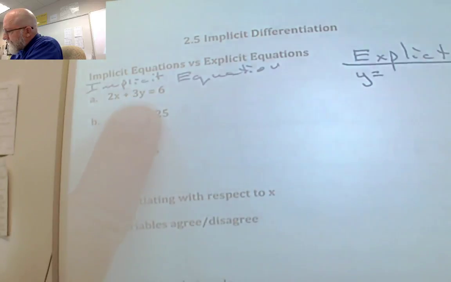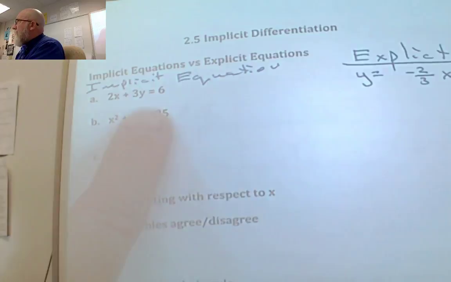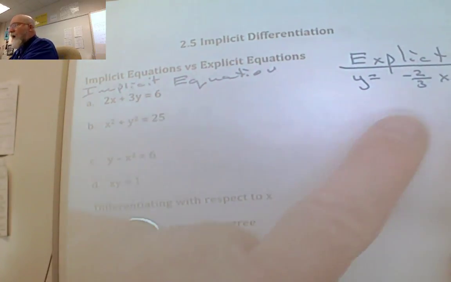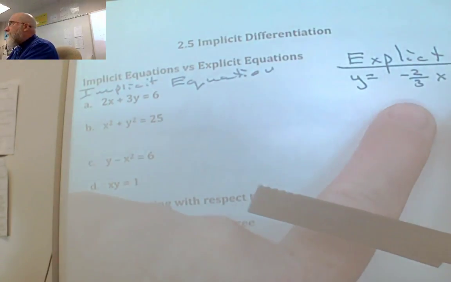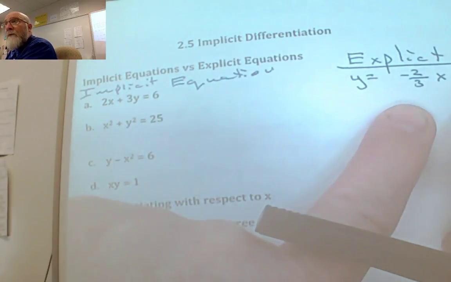2/3 x plus 3. You're close. You're really close. You're still getting closer. What happens when the 2x, how do you get the 2x over to the right side? Would you agree it's -2/3 x plus 2? Okay, you're okay with that? Do you see how we kind of change it? Everybody agree with that? This is called explicit form, correct? Y is by itself.